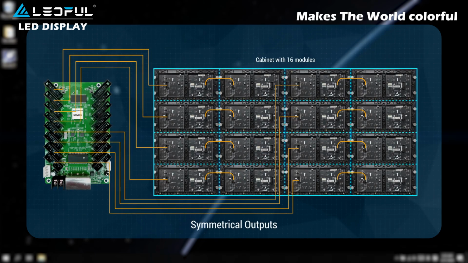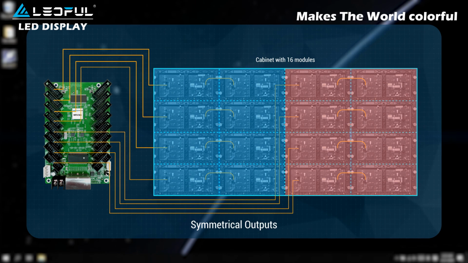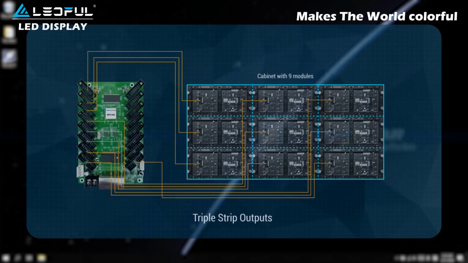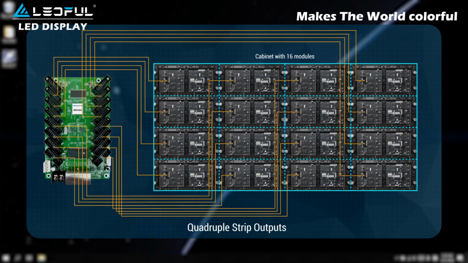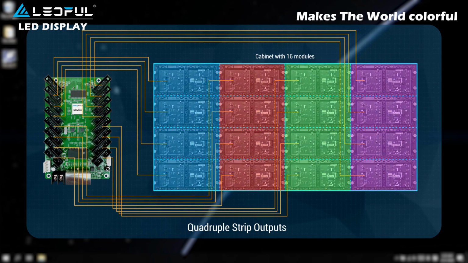In the second picture, each 2 of the total 16 modules are connected, so it can be seen as 2 columns of modules connected, so it needs to be set as symmetrical outputs. Then, same principle for triple strip outputs and quadruple strip outputs.